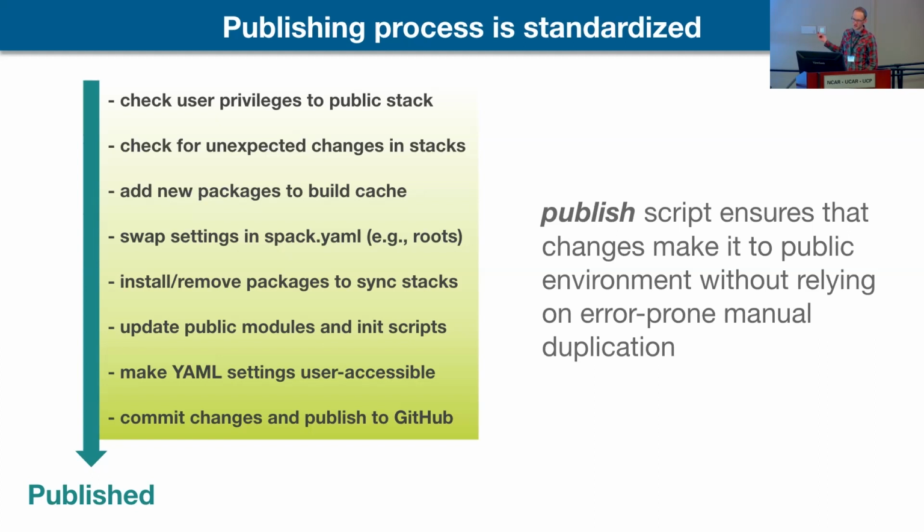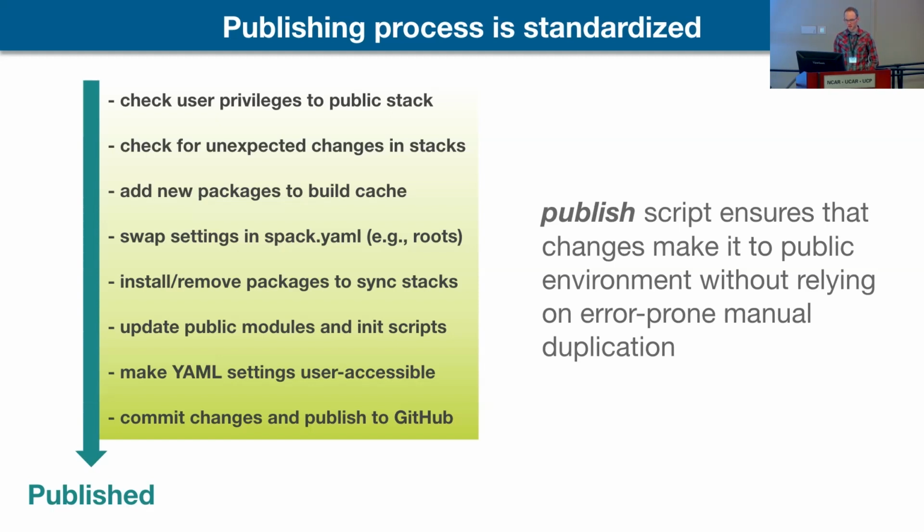What it does is, I'm checking user privileges for the public stack, to make sure it's somebody who has access to it, or should have access to it, that's actually running these commands. Check for unexpected changes in the software stack, which just does a Git comparison with what's online. We add new packages to our build cache. We swap settings from the last commit to the current changes.